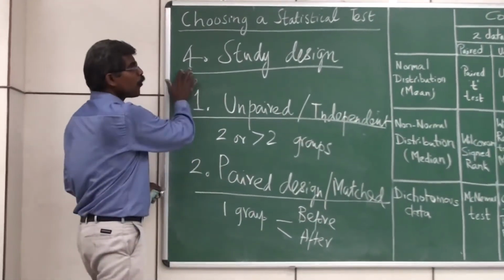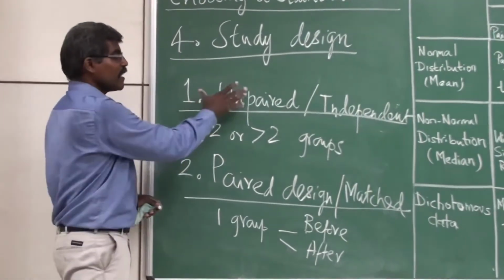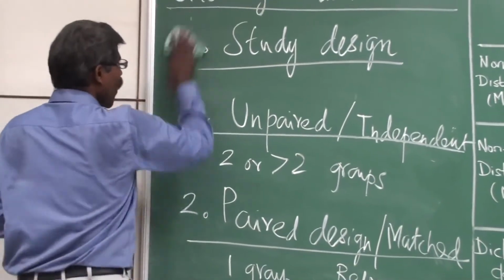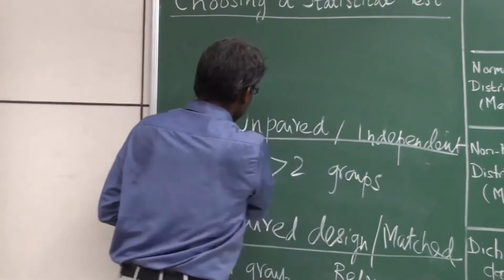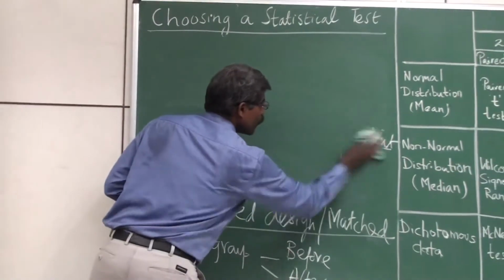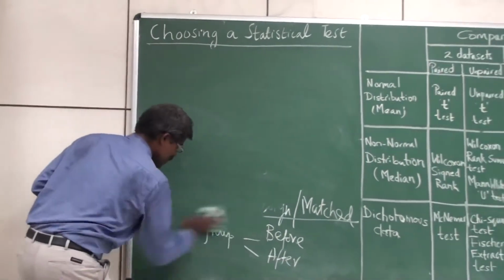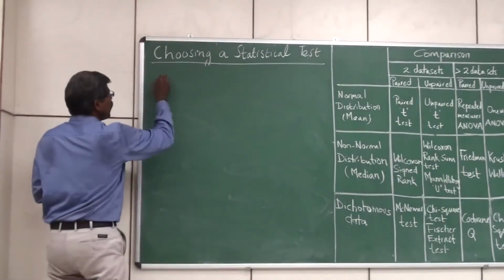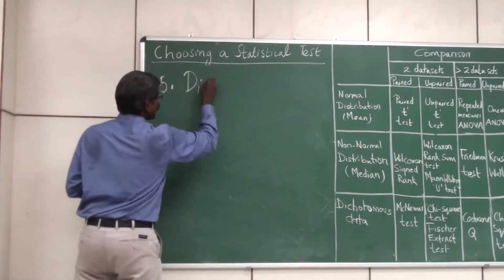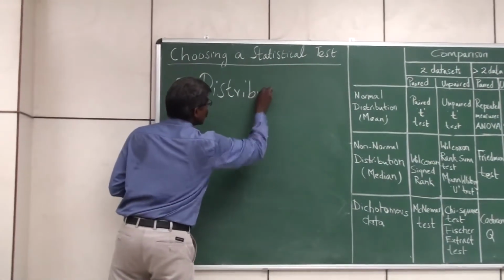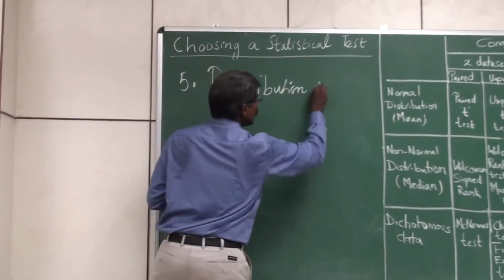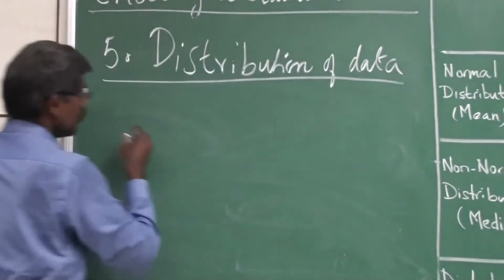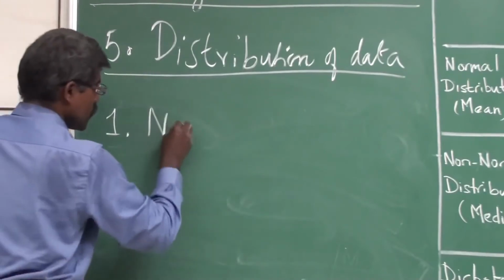So that's the fourth factor which you need to decide. Is it a paired type of design or is it an unpaired type of design? The last factor which we need to consider before we go on into the selection of statistical test is: what is the distribution? So the fifth factor which we need to find out is distribution. Again, we need to fix whether it follows normal distribution.